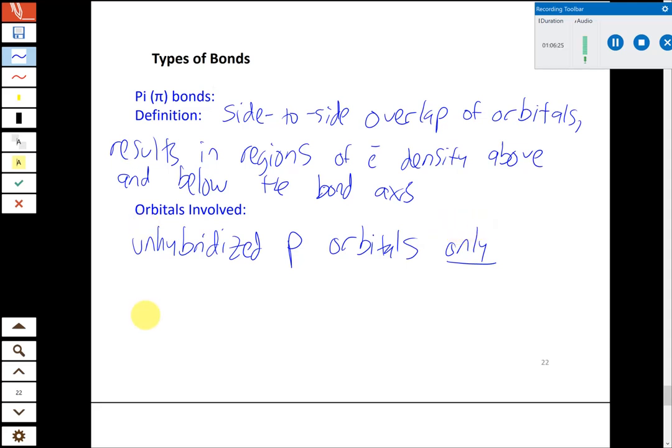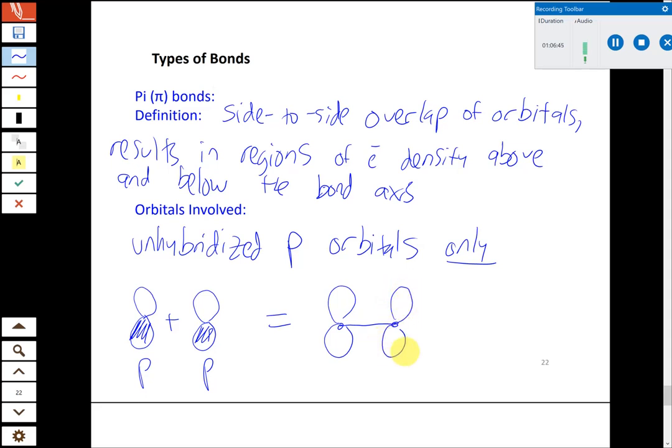The way they do this is that, as we said, a pi overlap is a side-to-side overlap. So you're going to take 2 p orbitals that are arranged like this, side to side, and you're going to overlap them. This is going to be your bond axis here between the two nuclei, but the overlap between the p orbitals is going to be above and below that axis. So you're going to line up the like phases, and you're going to have overlap above and below the axis, where the electrons are shared in that direction.